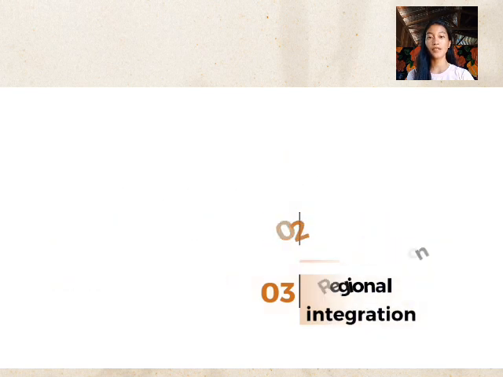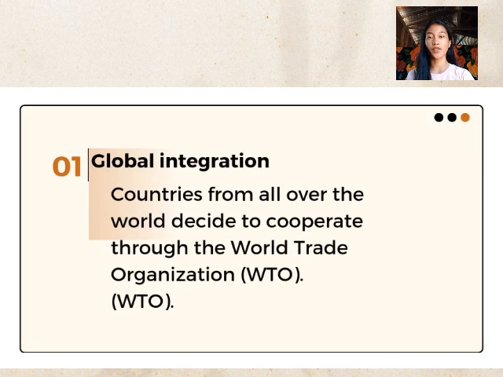Number 1, global integration. Countries from all over the world decide to cooperate through the World Trade Organization. A specific example of a global economic integration is the World Trade Organization. The WTO is a global organization that facilitates international trade by establishing rules and agreements governing the conduct of trade among its member countries. These rules cover areas such as tariffs, trade barriers, intellectual property rights, and dispute settlement mechanisms.